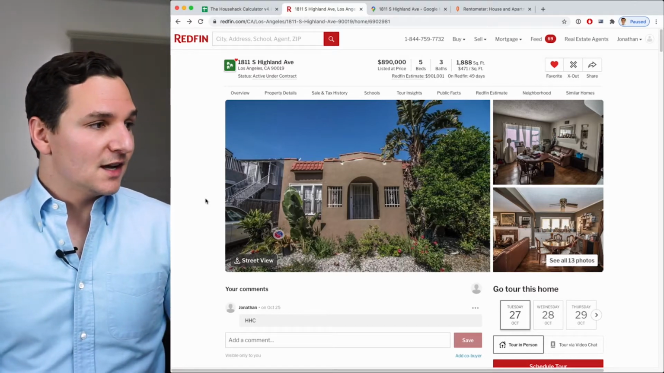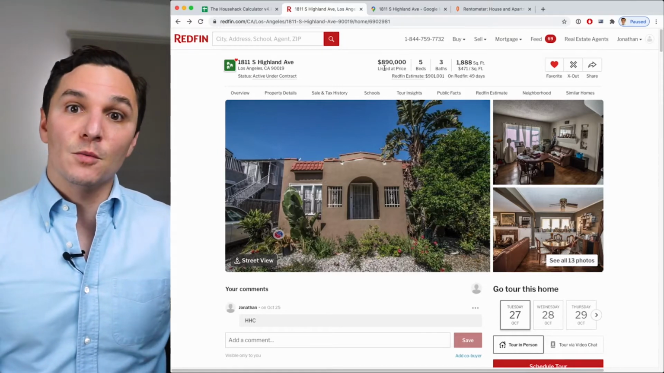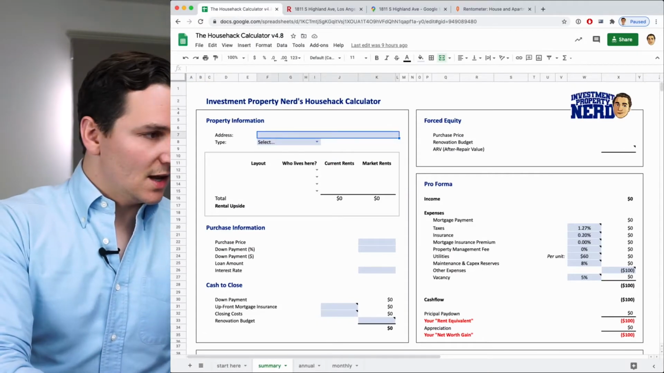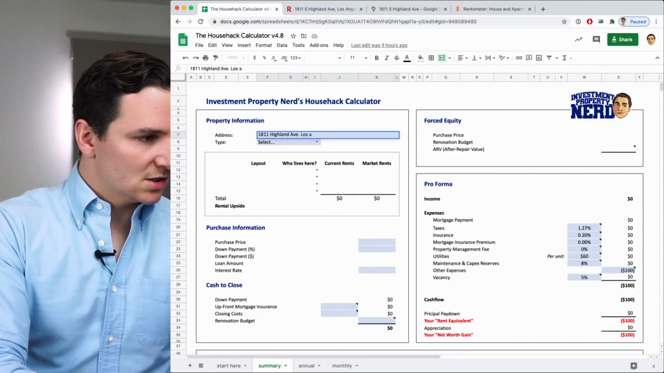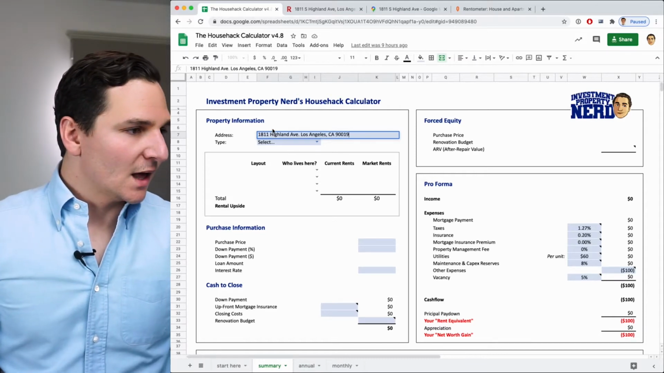So let us take this information, here's the address and here's the price, $890,000, and let's go back to the House Hack Calculator. So the address is 1811 Highland Avenue, Los Angeles, California, 90019.